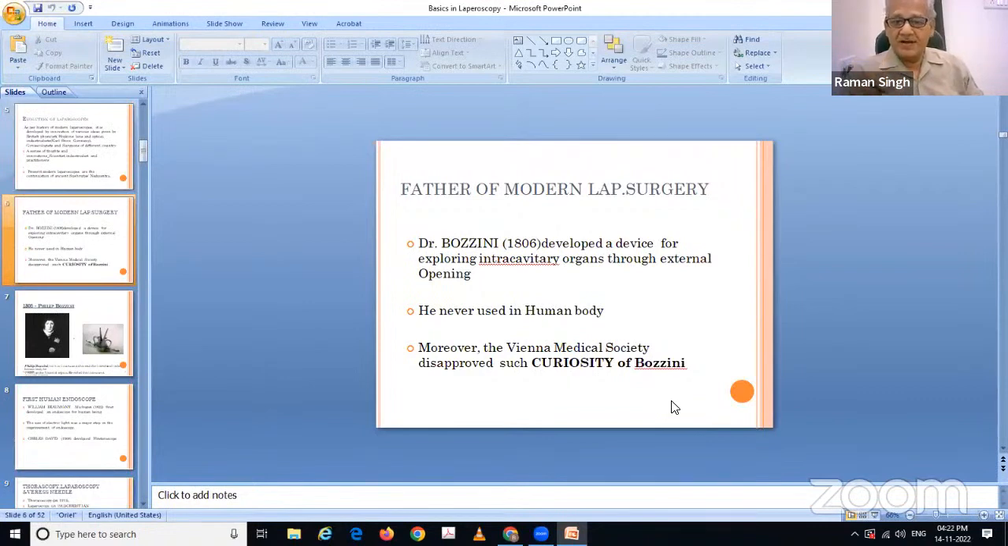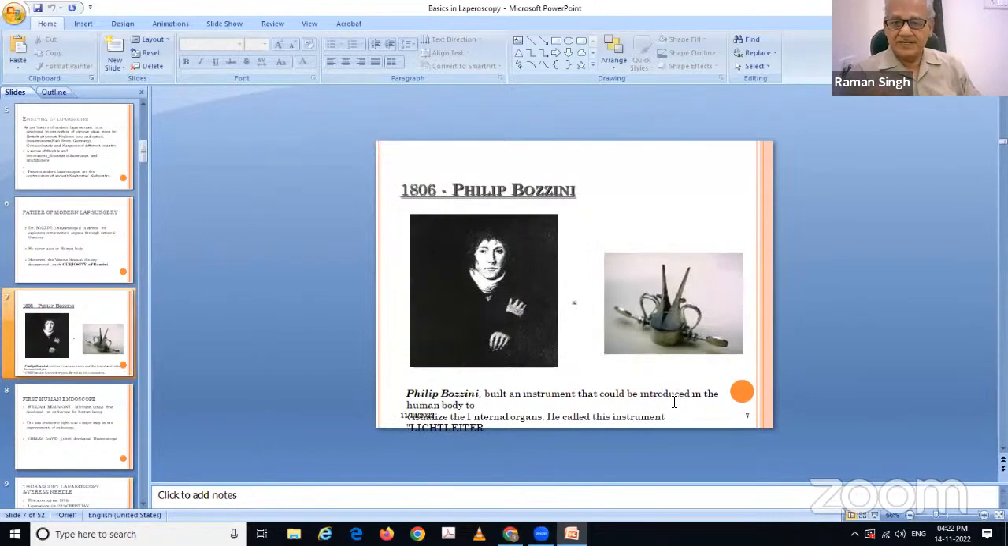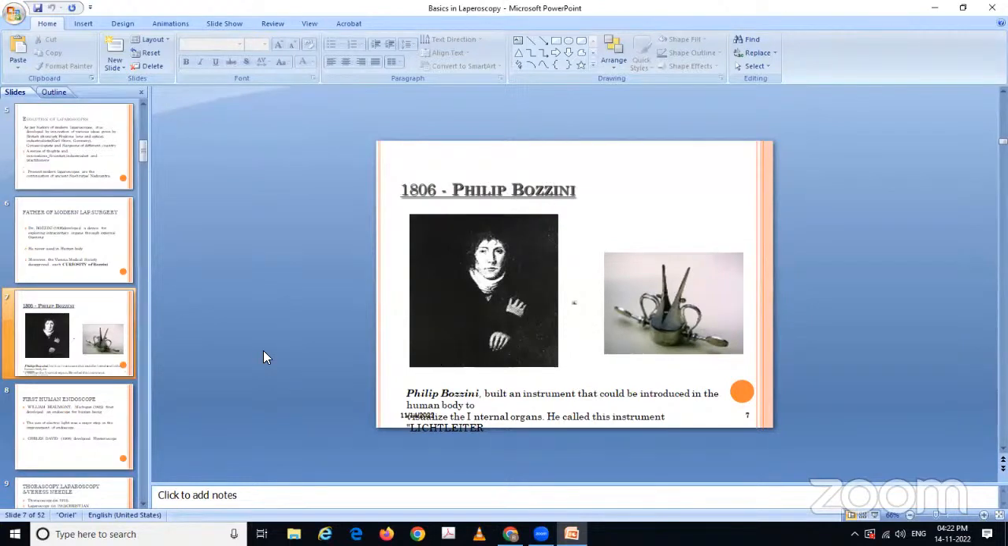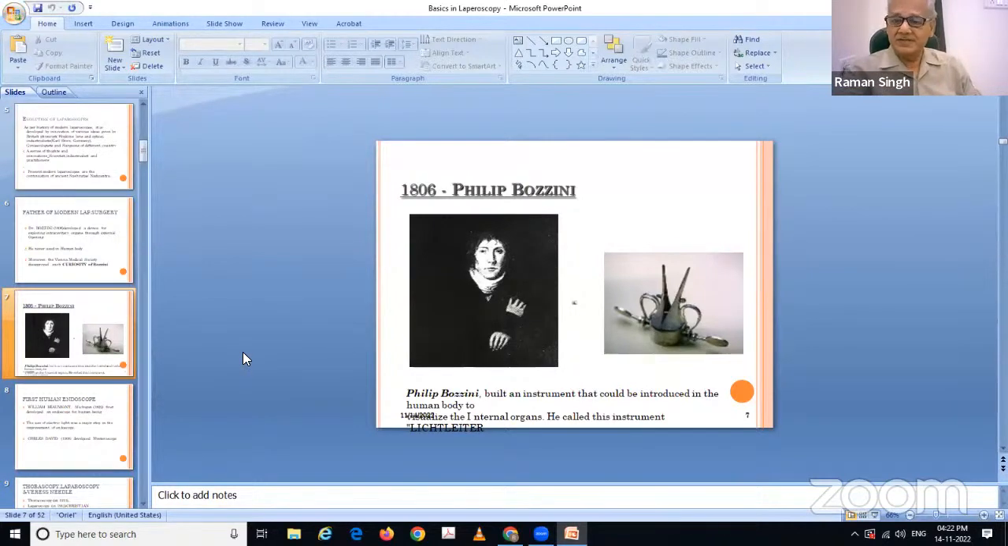Moreover, the Vienna Medical Society disapproved of the curiosity of Bozzini. This is Dr. Bozzini, and he developed the instrument shown in the picture. He developed this instrument simply. Is it different from what Sushruta described? This Bozzini is called the father of modern laparoscopic surgery. And we tell our surgeons that Sushruta was great, who gave the design of the Nadi yantra, which is similar to present laparoscopes and endoscopes.